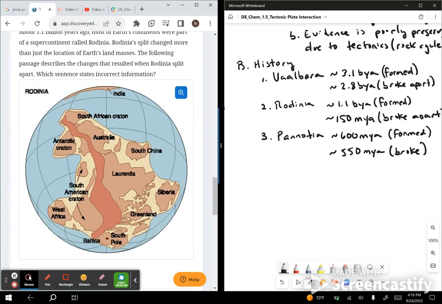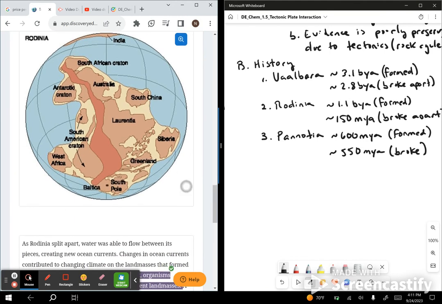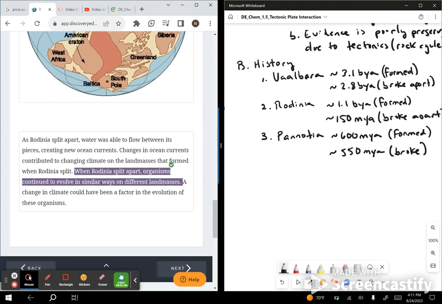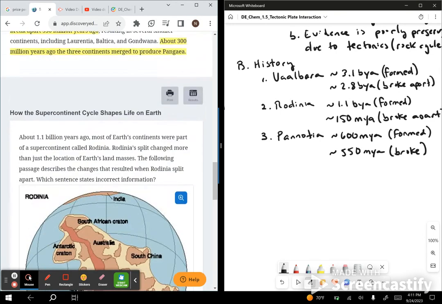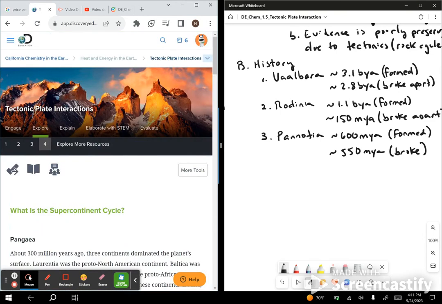So here we have a picture here, Rodinia. And you can kind of see names you're familiar with, like South China and South Africa and Siberia and Greenland, the South Pole, West Africa. You can see some of these pieces, but it certainly doesn't look like our map today, right? This is an example of a supercontinent, all right? And that is it.